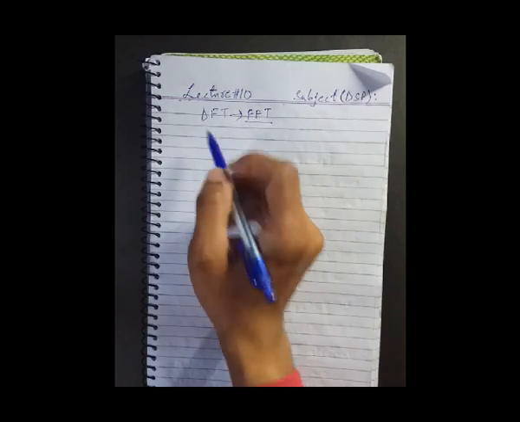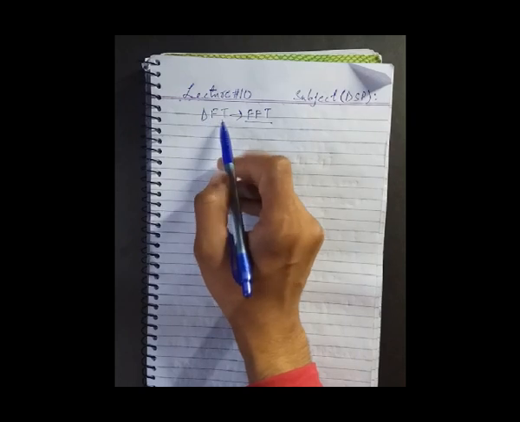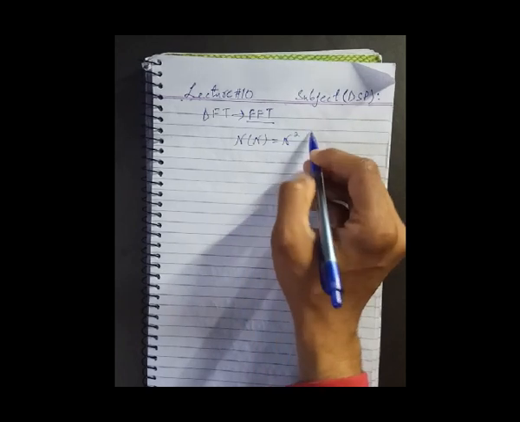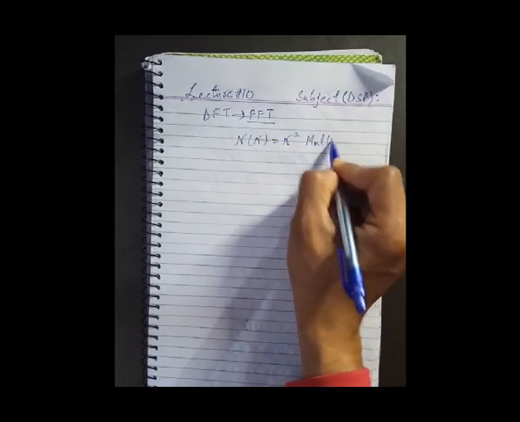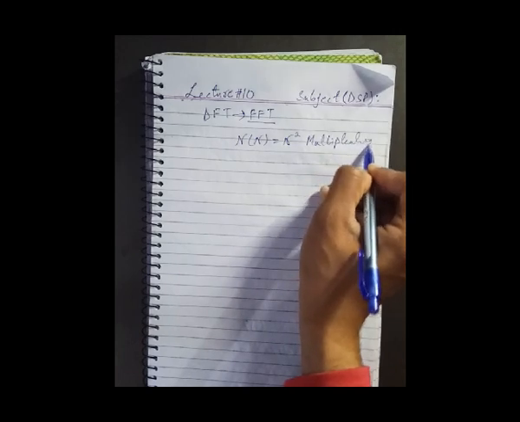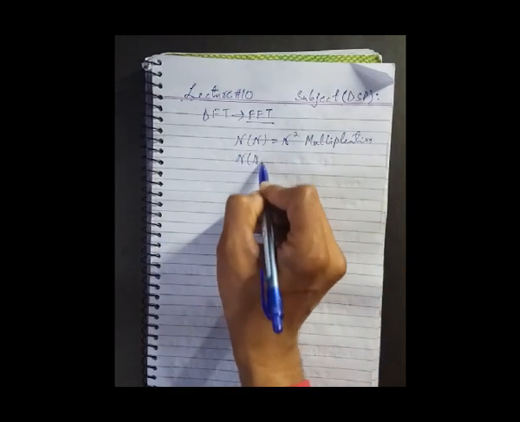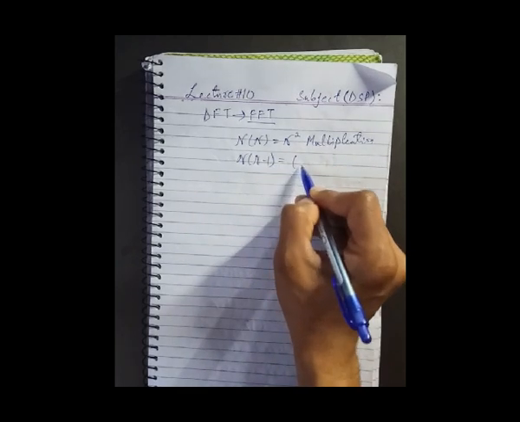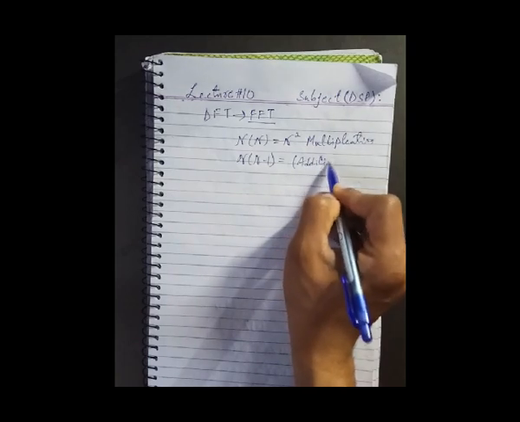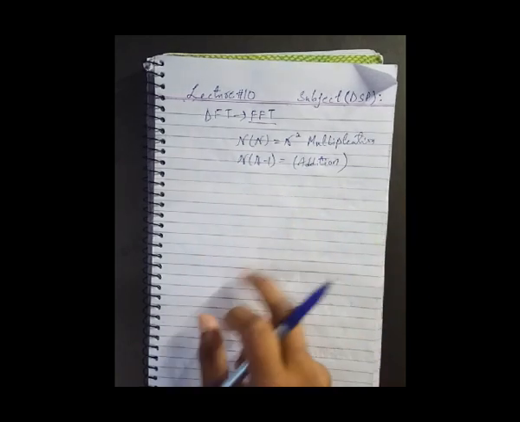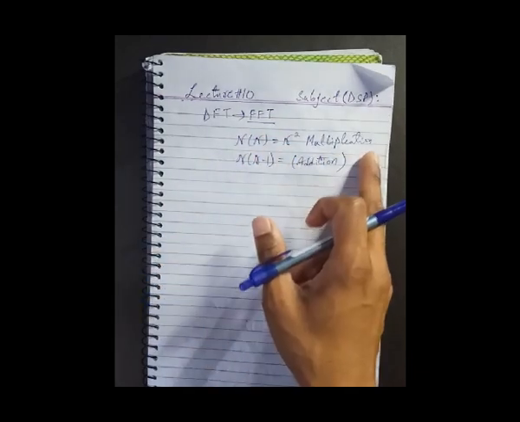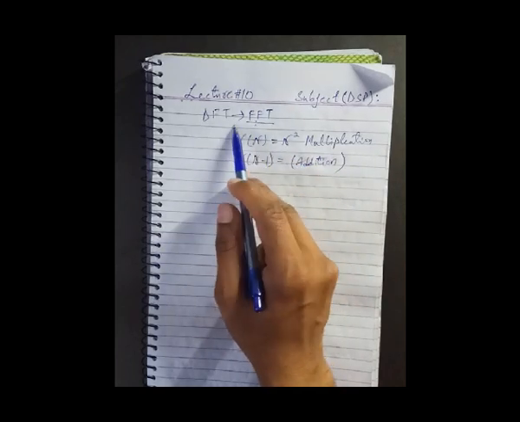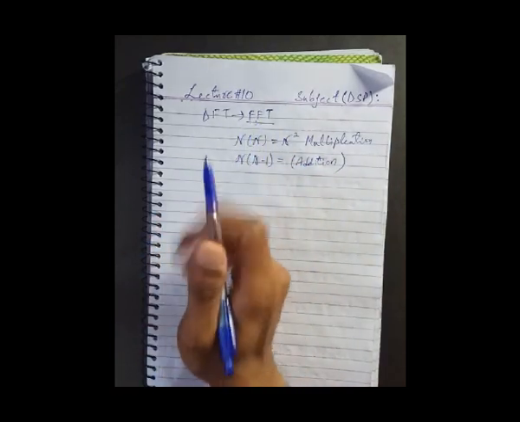disadvantage of DFT. If we analyze DFT, we perform n into n, meaning n square multiplications and n into n minus 1 additions. So in FFT we reduce the multiplication complexity, so this is far better than DFT, and it is also less time consuming.